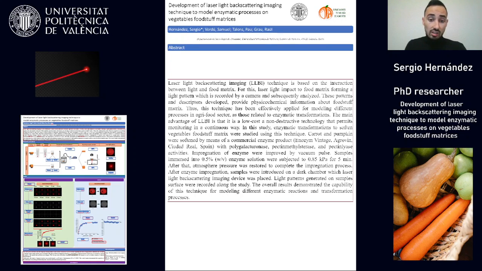Now, this technique has been effectively applied for modeling different processes in the agri-food sector, such as those related to enzyme transformations. The main advantage of this technique is that it is a low-cost and non-destructive technology that permits monitoring in a continuous way.